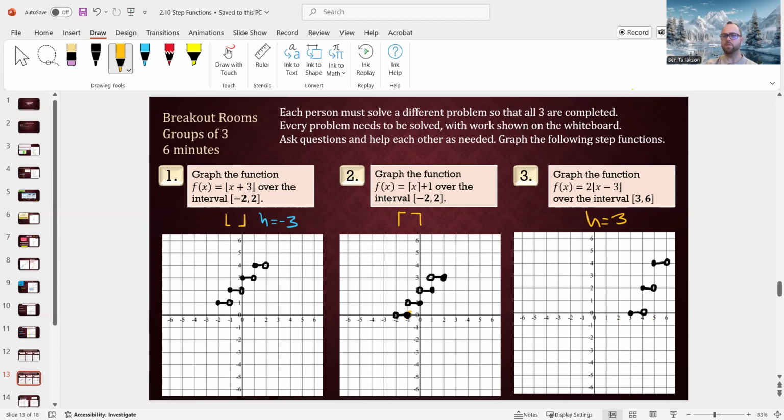Well, we also have an A value of 2. So just like before, that means these steps are getting 2 times as steep. Instead of going up once, we're going up twice. So over once, up twice. And they wanted that between the intervals of 3 and 6, which is exactly what we have. So that interval specifies how much of the step function they want to see.